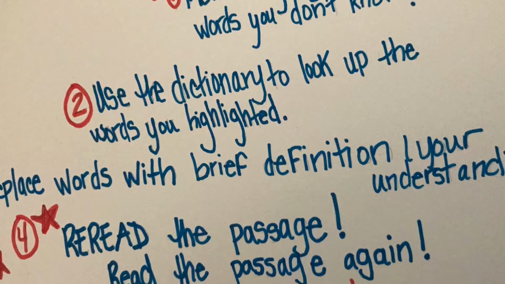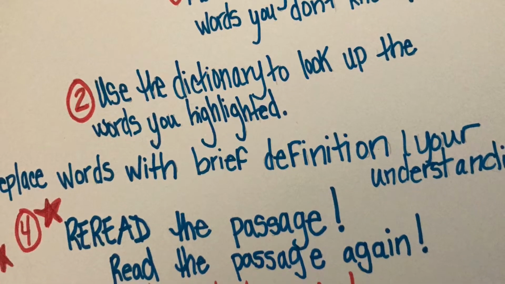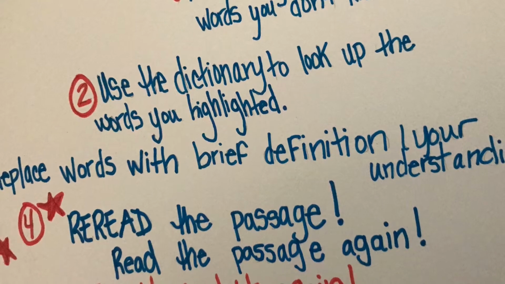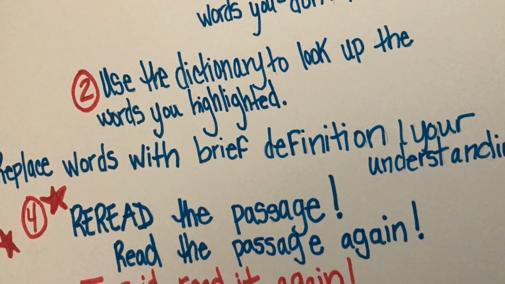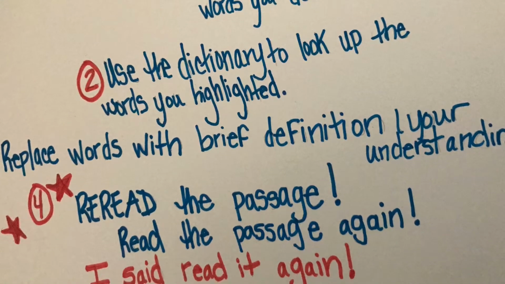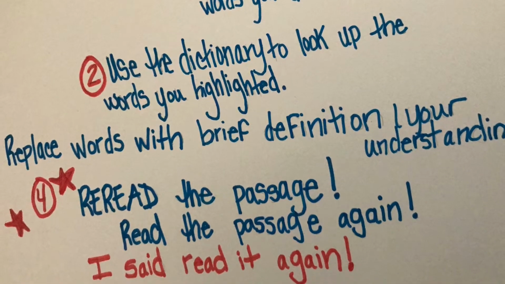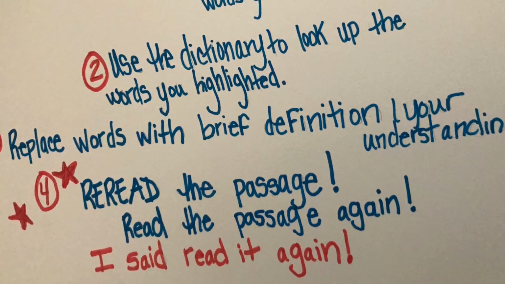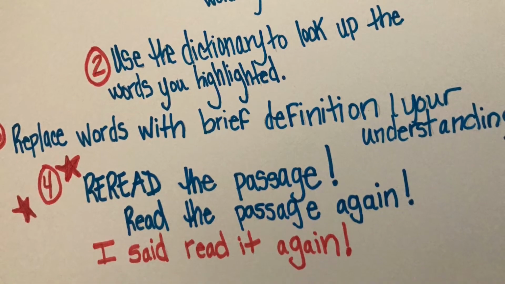After you highlight the words and you look them up, replace the words that you've highlighted with your own understanding of the words and the definitions that you found. Like we took pomp and we kind of made it into show off. We didn't have to write down this long, lengthy definition. Just a quick definition that's one that you understand in your own words.